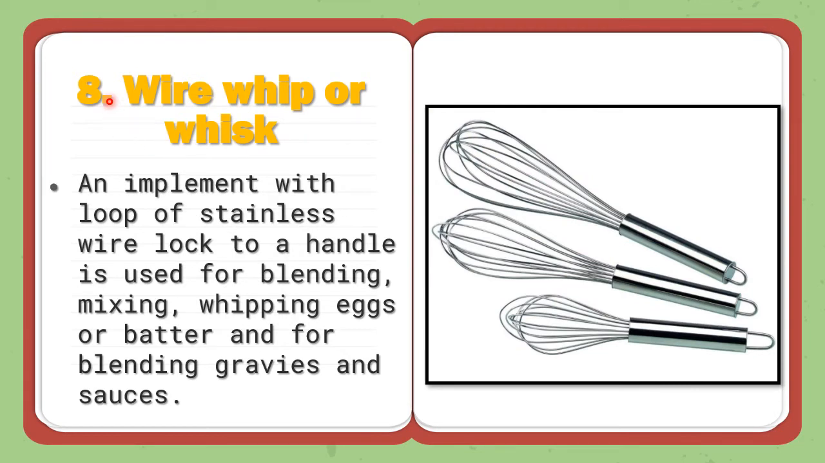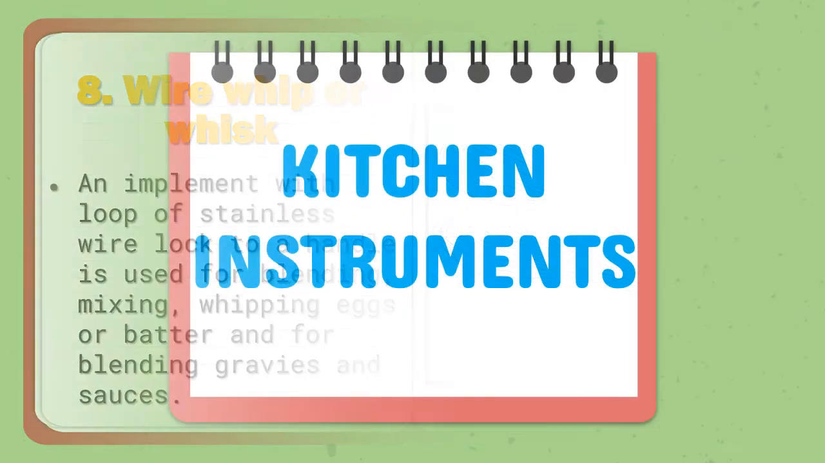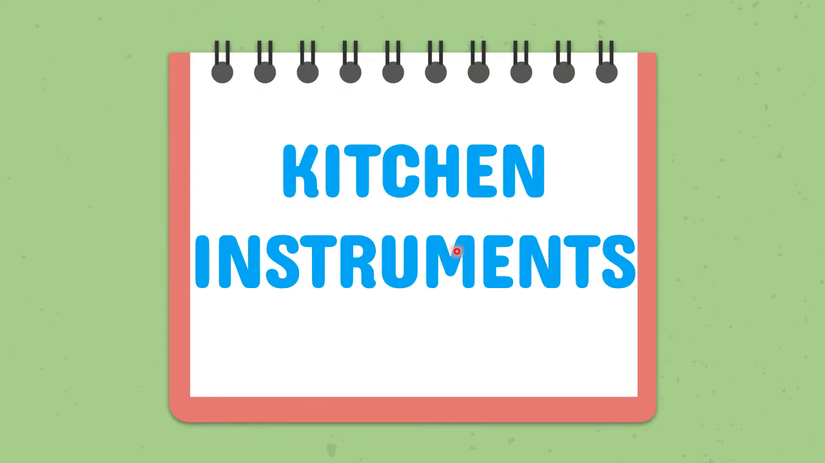Last, number 8, we have wire whip or whisk. As you can see, class, this is an example of a wire whisk. It is an implement with a loop of stainless wire locked to a handle. It is used for blending, mixing, whipping eggs or butter, and for blending gravies and sauces. Okay, so those are the examples of kitchen implements used for egg assembling. Next, let's proceed to the kitchen instruments.